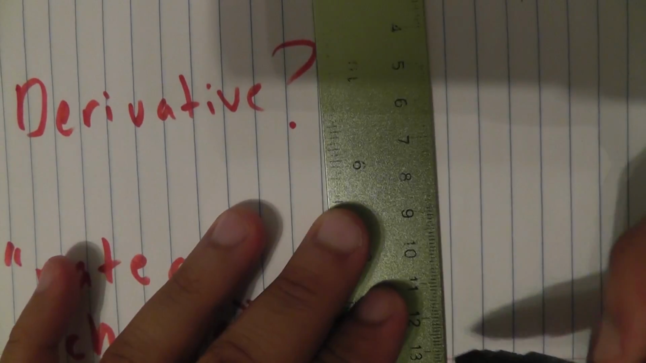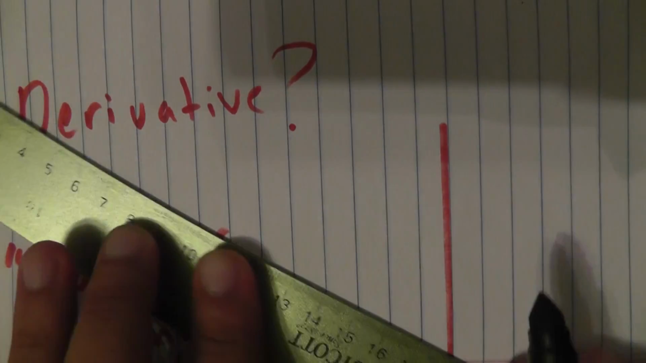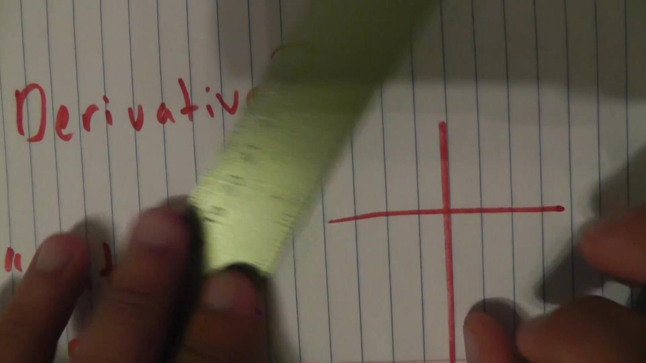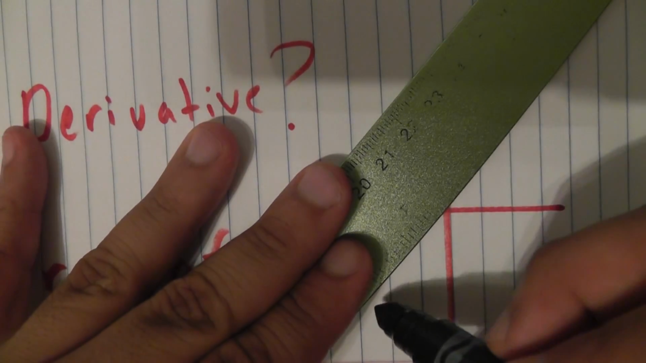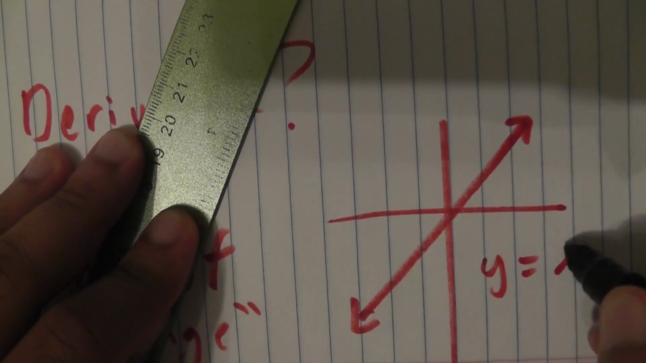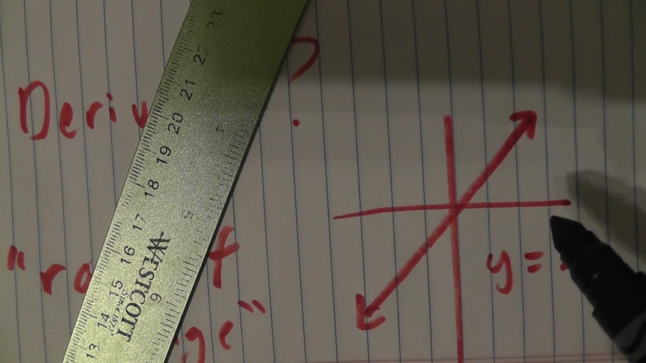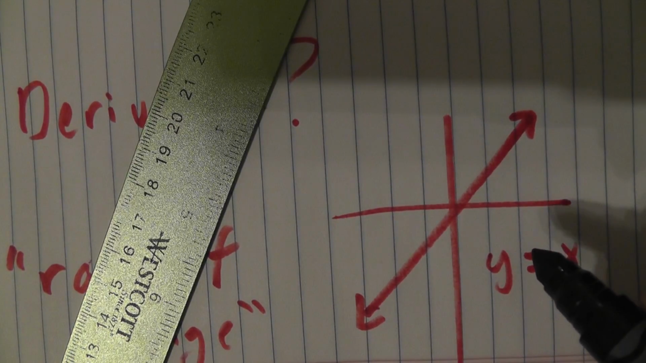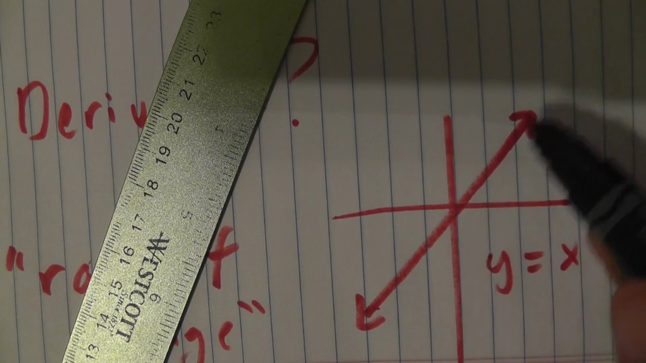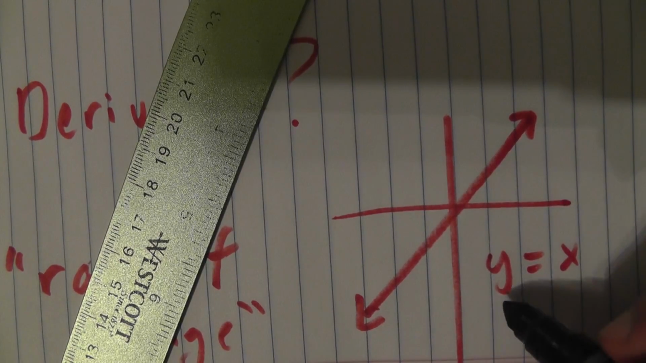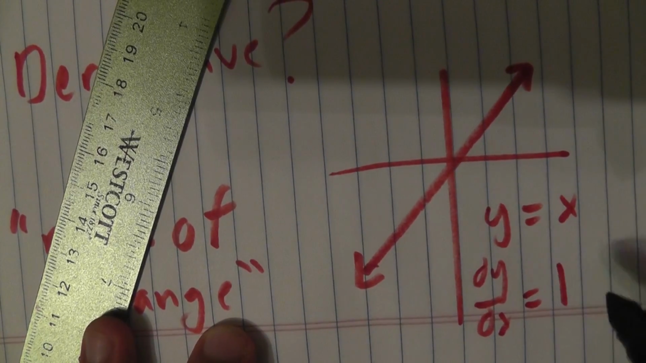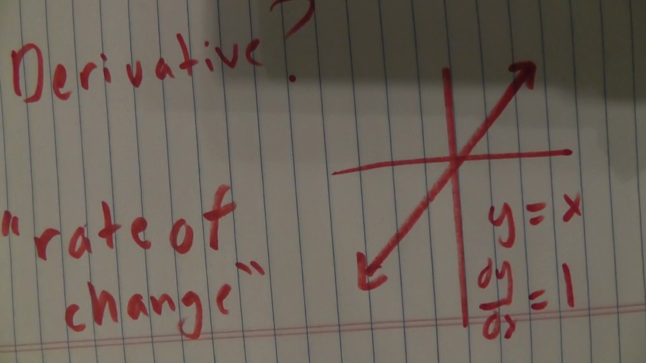Let's use a ruler for preciseness, or rather for straight lines. Let's say we have a very simple function, y equals x. Now, what we mean by rate of change is, okay, what's the slope of this line? The answer to that is just 1. So the derivative of that, dy/dx, would be just 1. That's very simple for linear functions.